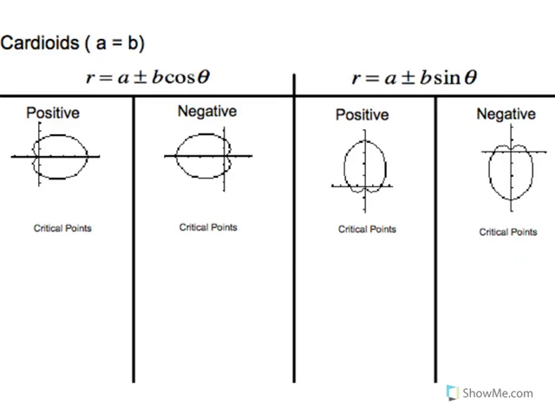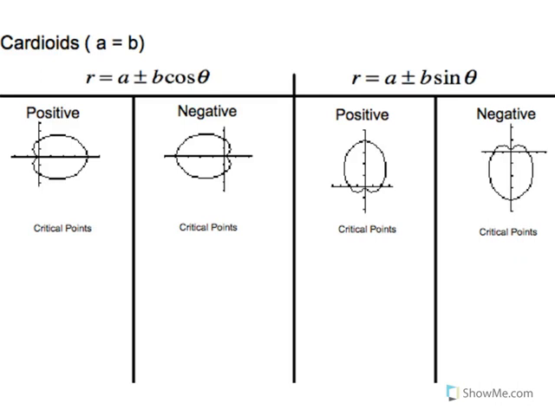Notice if you're working with a cosine graph, both are going to be horizontal. The positive is going to be on the positive side of the horizontal axis. The negative is going to be on the negative side of the horizontal axis. For the sine graph, the positive one's going to be on the positive side of the y-axis, and the negative will be on the negative of the y-axis.